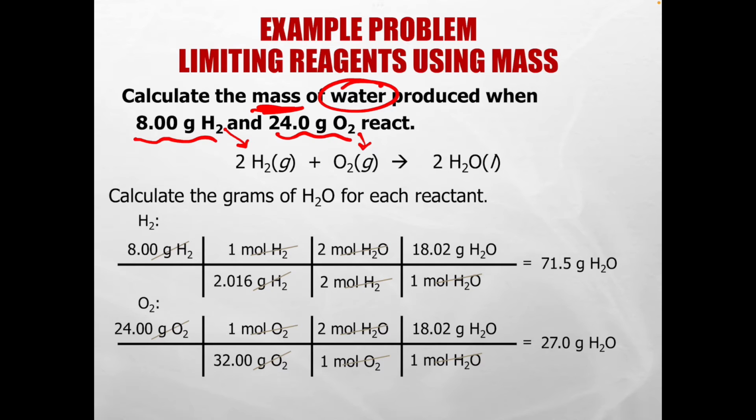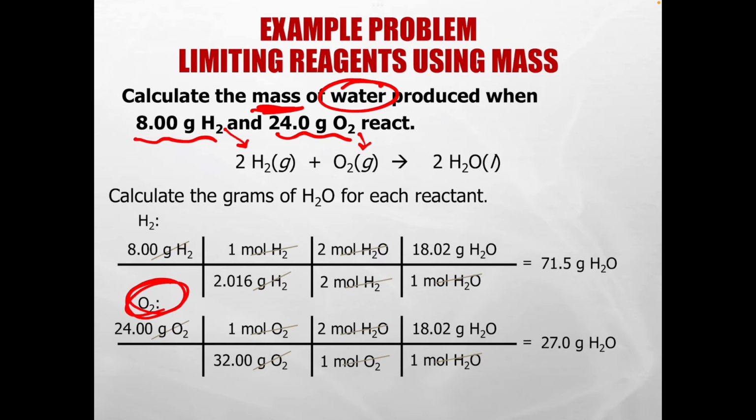It says calculate the mass of water produced. In order to calculate the mass of water produced, we need to take into account the limiting reagent. So do you see that the one on the bottom, the oxygen, is producing a smaller amount of water? That's telling you that oxygen is our limiting reagent. Okay? The one that produces the smaller amount of product is going to be our limiting reagent.